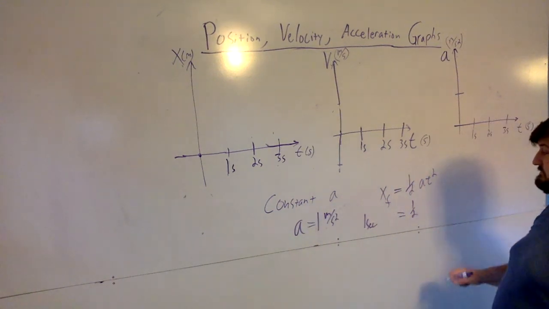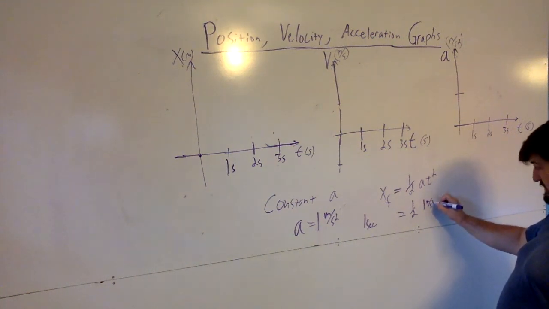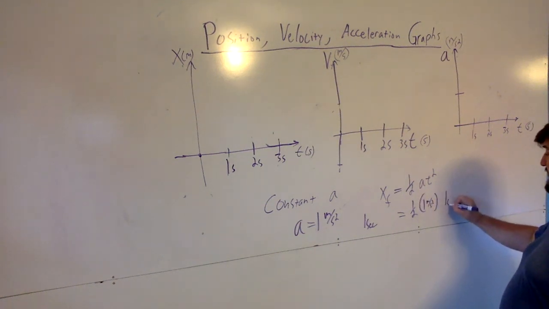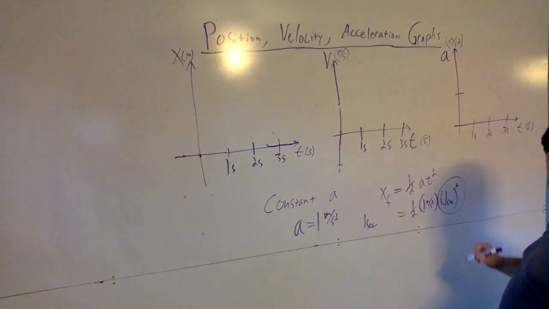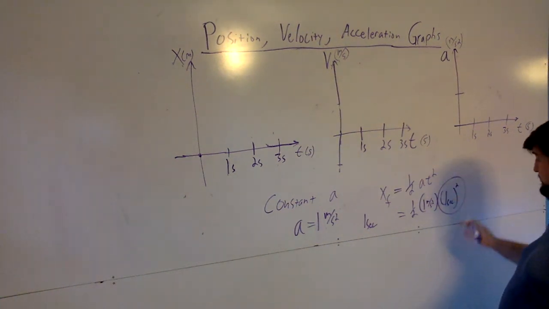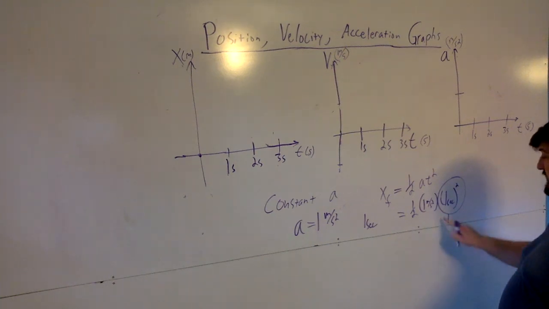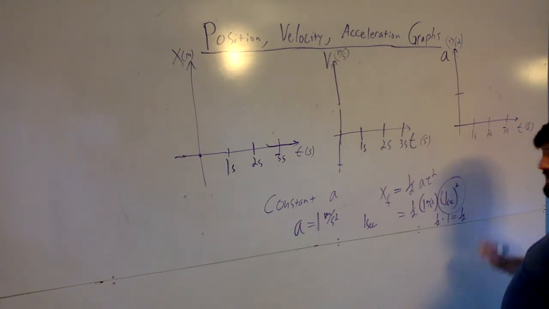So after 1 second, what's our final position going to be? Well, it's going to be 1/2, and then our acceleration is 1 meter per second squared, and then our time is actually going to be 1 second, and we got to square this guy. We square only our time. That's the only thing that gets squared here, all right? So 1 times 1 gets us 1, times 1 gets us 1, because we're multiplying it by this guy. And then times 1/2 gets us 1/2.